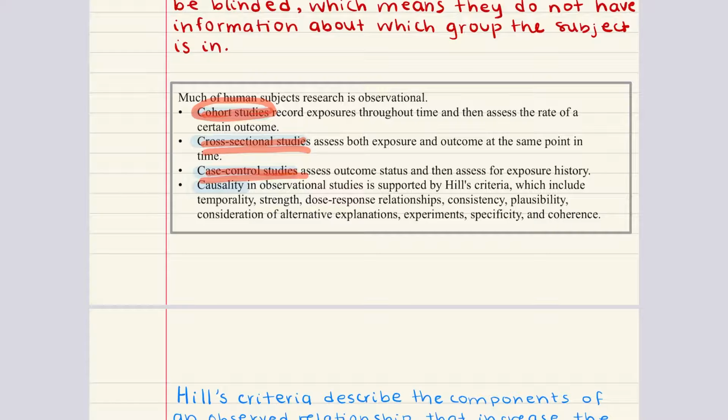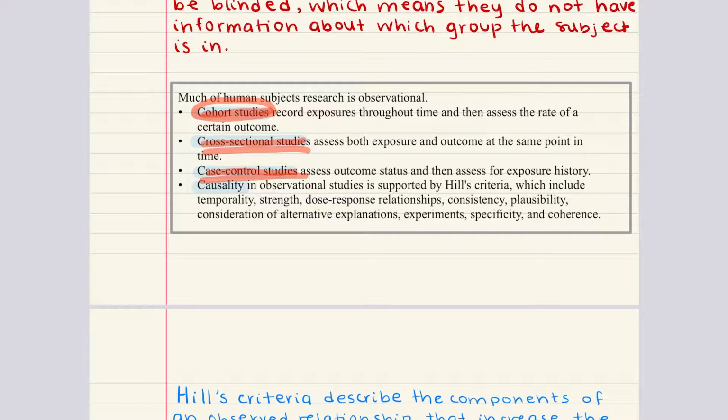Just to restate, Hill's criteria describe the components of an observed relationship that increase the likelihood of causality in the relationship. These criteria do not provide an absolute guideline on whether a relationship is causal or not. So for any observational study, the relationship should be described as a correlation.